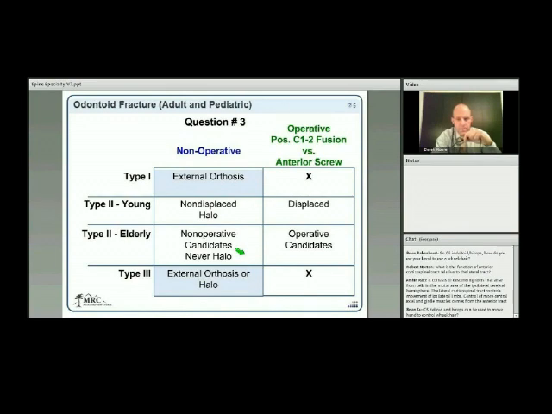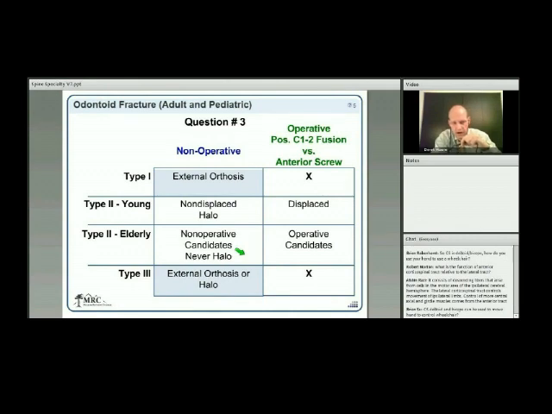So, odontoid fractures are commonly tested. You need to know your 3 different types of odontoid fractures. In terms of thinking about treatment, it's very useful to break it down into actually 4 parts. You want to break it down into type 1 odontoid fractures, type 2 in the young, type 2 in the elderly, and type 3 odontoid fractures.